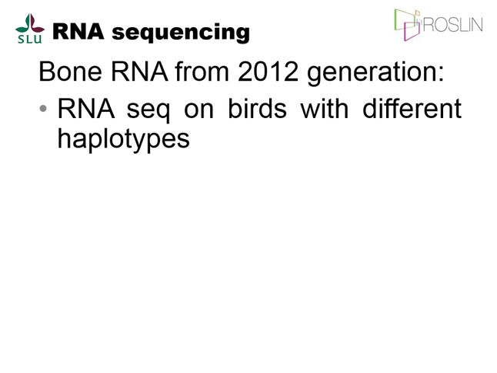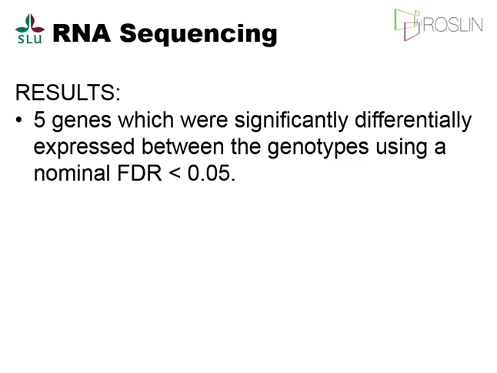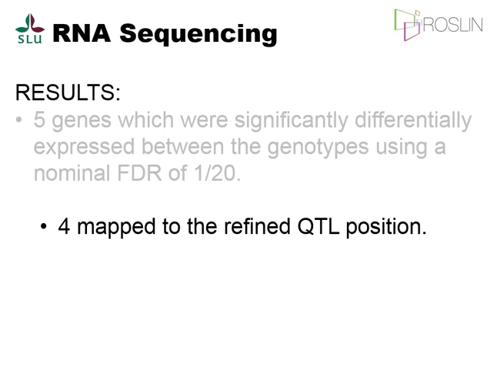But it's 2012, so like everyone else, we should do RNA sequencing. Because we had these birds with different haplotypes, we selected 8 birds from each haplotype for RNA sequencing. When we did RNA sequencing, so that's genome-wide, we actually only get 5 genes that are clearly significant at an FDR of smaller than 5%, of which 4 were really clearly in the QTL region.